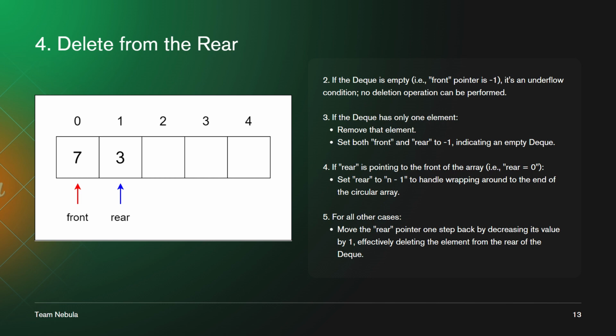If rear is pointing to the front of the array, which means rear equals 0, we cannot simply delete an element from the rear as it will wrap around the end of the circular array. To handle this situation, we set rear to n-1, going to the end of the array. For all other cases, we simply move the rear pointer one step back by decreasing its value by 1. This action effectively deletes the element that was previously at the rear of the dequeue.